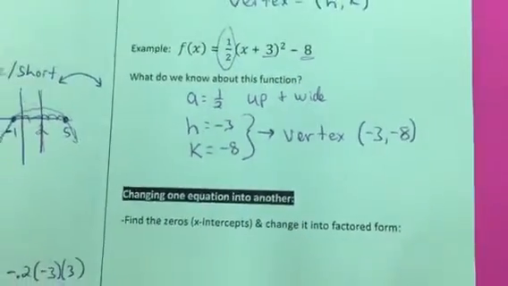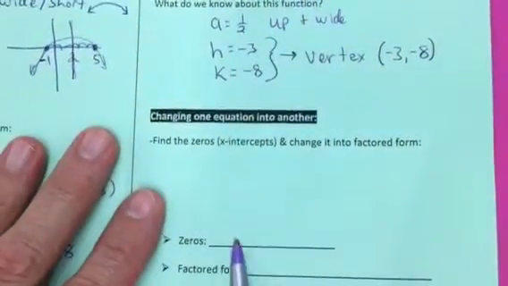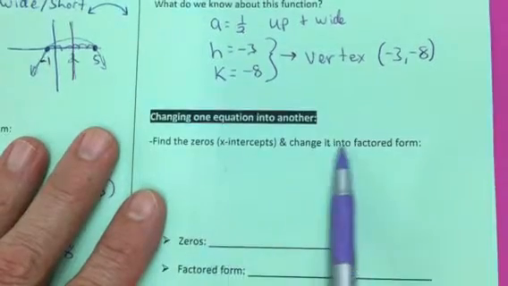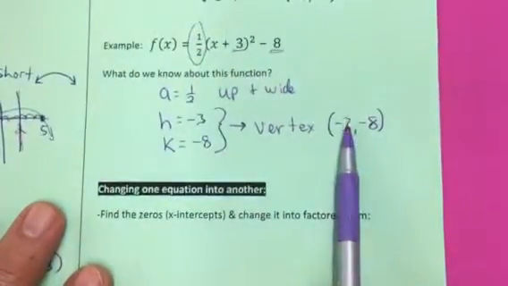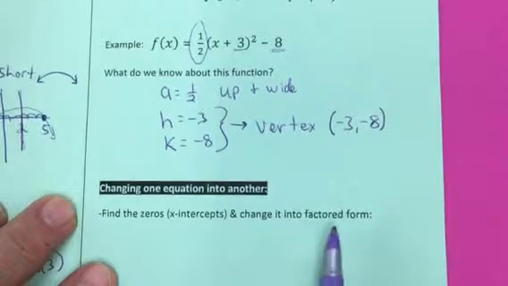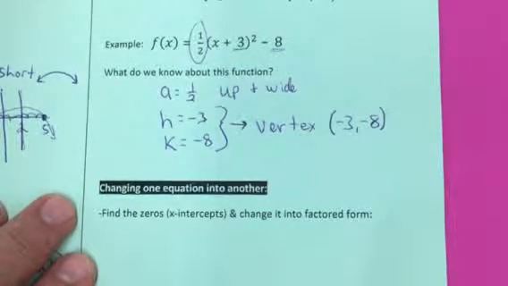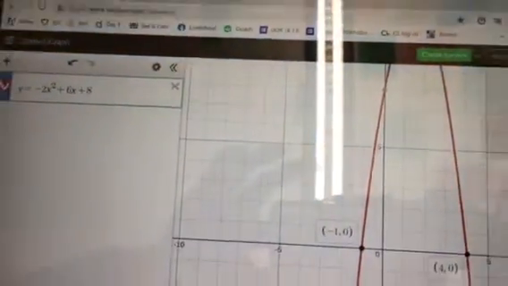Okay, last one. We're going to take this guy and put it into factored form. We know the vertex is negative 3, negative 8. Well, I need to know where the zeros are. I could do an input-output table and try to find them, or let's use Desmos.